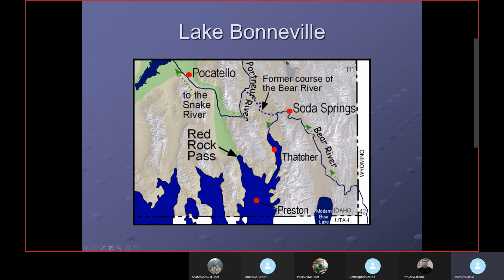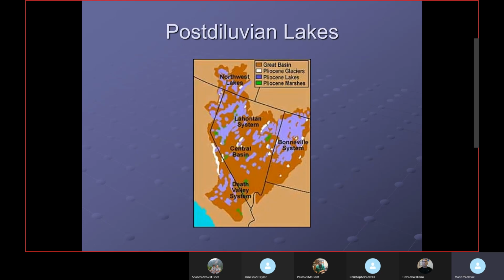Now, here's Lake Bonneville. This is your Snake River here, and the water flowed out of it, cut down through Bear River. It went down this way. Okay, but we also have a former course of the Bear River. It went through here, but this water flowed through here and cut a different channel for the Bear River. Okay, and this is Red Rock Pass here. So this is Idaho and Utah. Right here are the Postdiluvian Lakes, Great Basin, and this is your Great Basin right here, all across here. It's kind of an orangish, deep orange color.